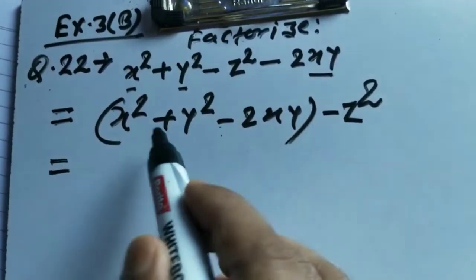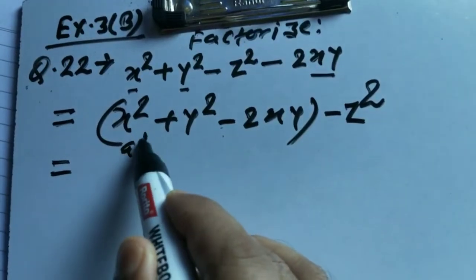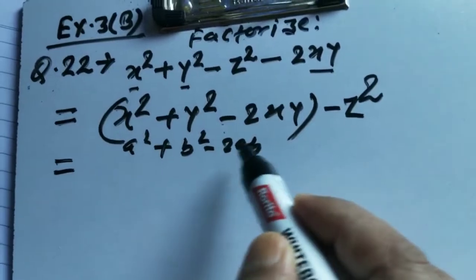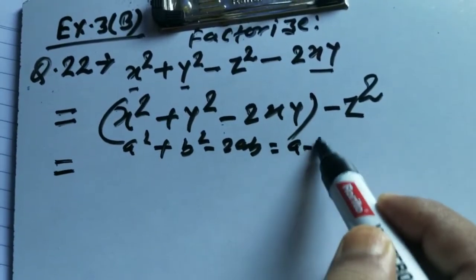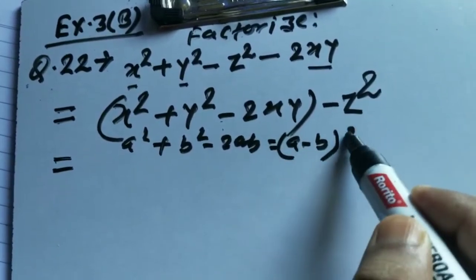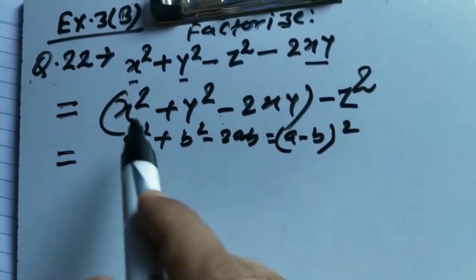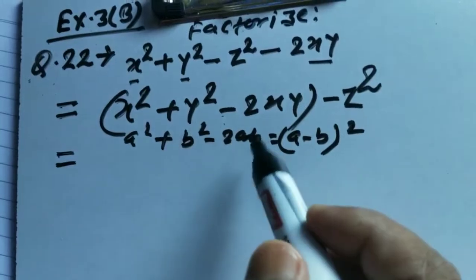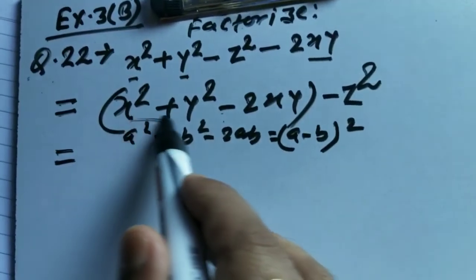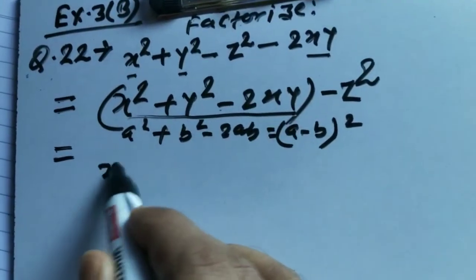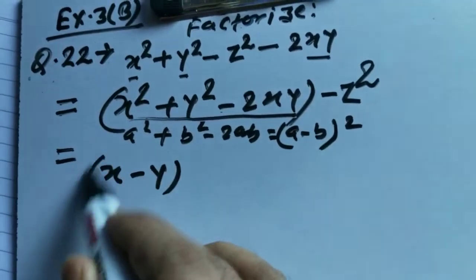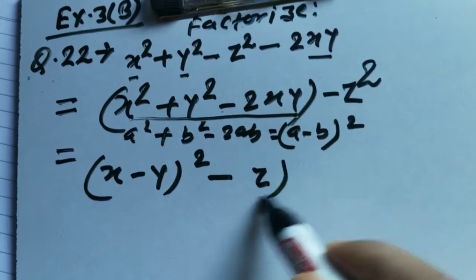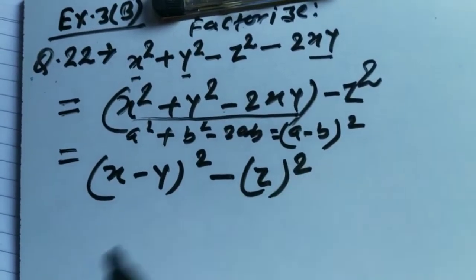Now you know that a square plus b square minus 2ab is the identity which is equal to a minus b the whole square. So at the place of a there is x, at the place of b there is y. So this expression will become x minus y the whole square, and minus z square is here, so write it as z the whole square.